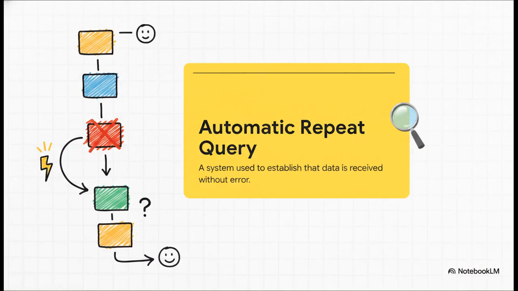So what actually happens when one of those frontline defenders finds a problem? Enter the Automatic Repeat Query, or ARQ. This is the ultimate delivery guarantee protocol. ARQ is a system used to definitively establish that data is received without error. If a parity check or a checksum flags that interference has ruined the data, ARQ is the automated mechanism that steps right in to make sure those corrupted packages are entirely replaced.